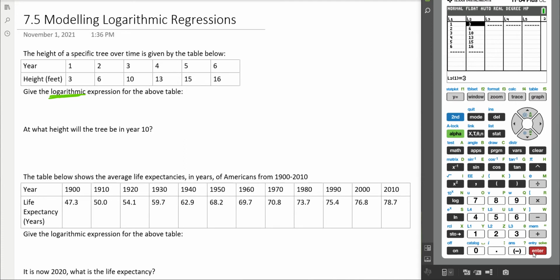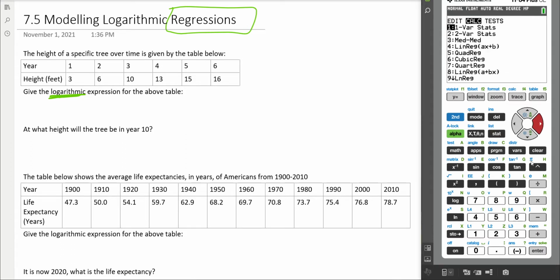So we would get a table of values that looks like this. And then what you would do to get the logarithmic expression is you're going to do regression analysis, right? So you're going to click Stat, go over to Calc. You're going to go down to number 9. Okay, so you can press 9 or Enter once you're down here. Okay, and then you're going to go to Store, and you can click vars, which is variables. You're going to go to y-vars. You're going to click function. You're going to click y1, and then you're going to go to calculate.